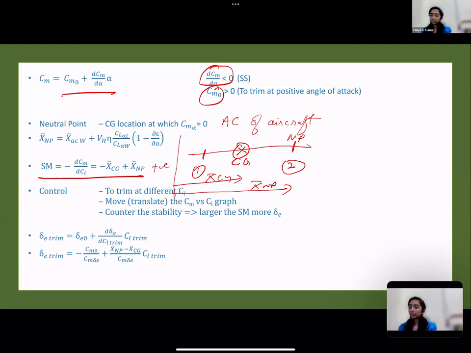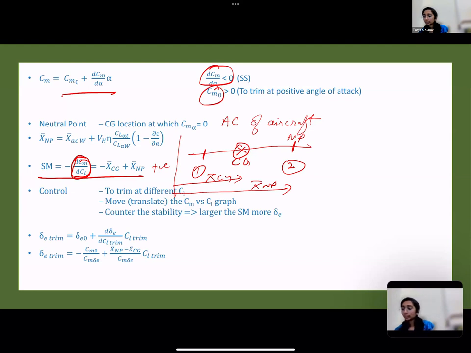Another way you can find out is that for a stable aircraft, the slope is always negative. And you have a negative sign here. So static margin is positive. Static margin is the quantitative way to describe stability.